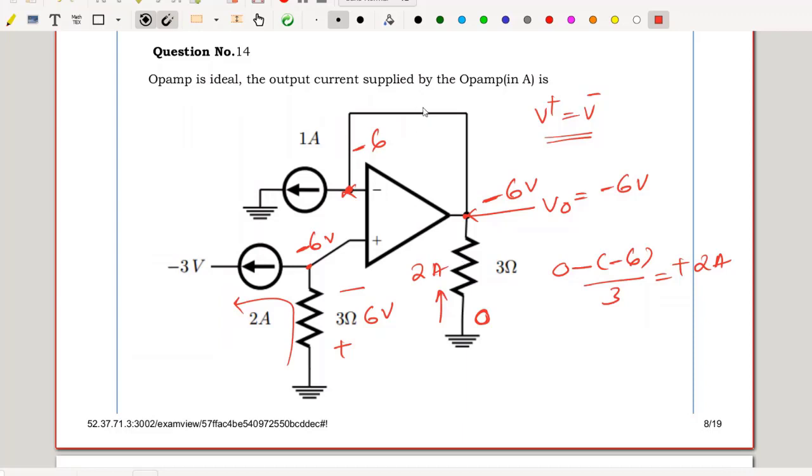And the same 1 ampere flows through this branch. There is no input current, there is no current from the op-amp. Hence 1 ampere flows like this. 1 ampere leaves the node, 2 amps comes and 1 ampere leaves, implies 1 ampere should flow into the op-amp. Hence actually the op-amp sinks a current of 1 ampere, hence the current supplied by the op-amp is minus 1 ampere in the given direction.